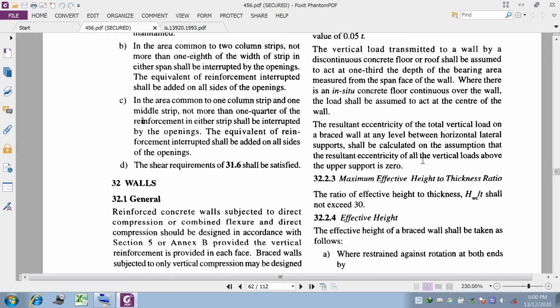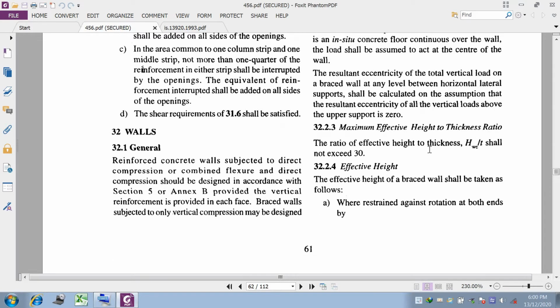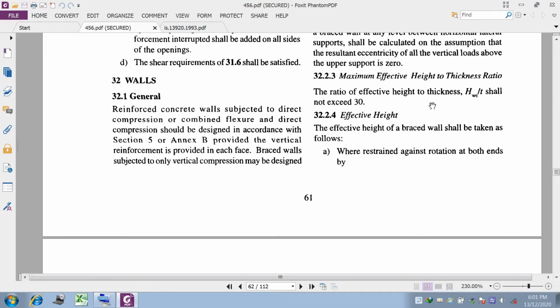So this point you must remember. Then what are the height criteria? The maximum height to the thickness, that is HWE by T, shall not exceed 30. So this is the criteria to decide the maximum effective height of the wall, of the shear wall.